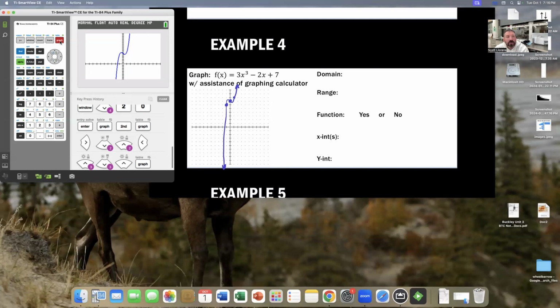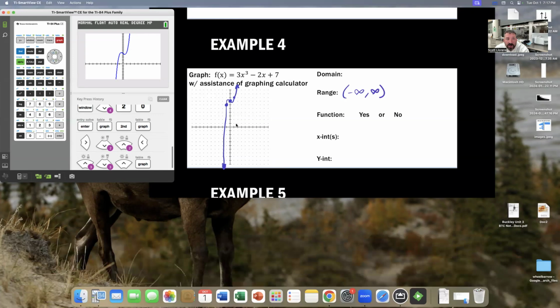Okay. So as far as my domain goes, we can see that this thing is going down and to the left. And by the table, we can see it just keeps going down and down and down. So that's why I drew these arrows here. This graph, as far as, I guess I'm talking about the range right now, it can go down forever, as low as -infinity. And how high up can it go? It just keeps going up and up and up.